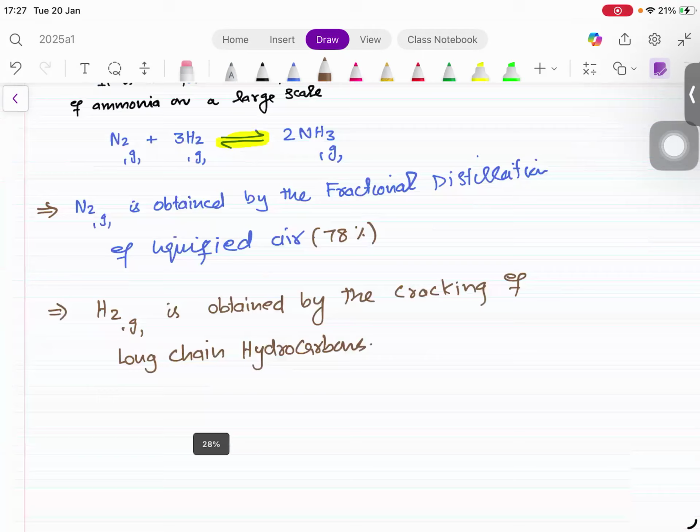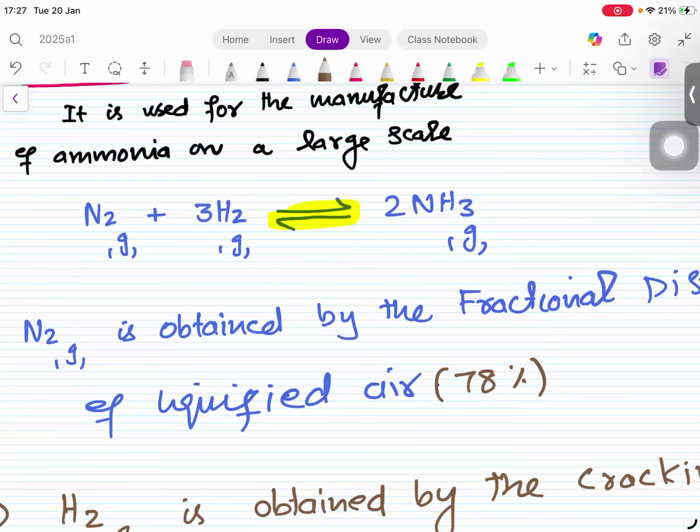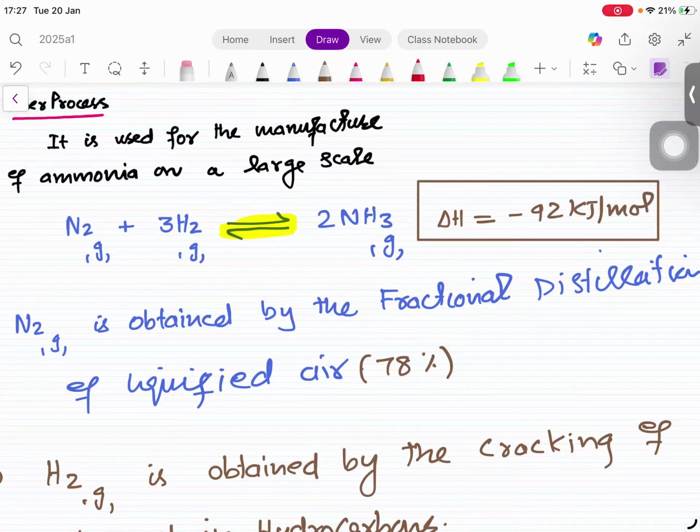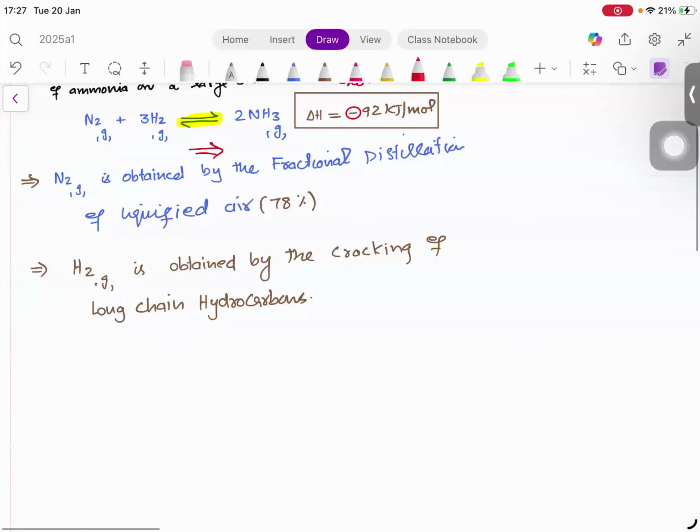But when we mix them to form ammonia, you see the reaction is reversible. And if I write the delta H of this reaction here, minus 92 kilojoule per mole, which shows that the reaction is exothermic. So in the industry, if we go as an advisor, we have to suggest the reaction conditions to the person so it can get the maximum yield of ammonia. So now we have to suggest the conditions where the equilibrium has to go in the forward direction. So what are the reaction conditions for this? Please give heading reaction conditions.